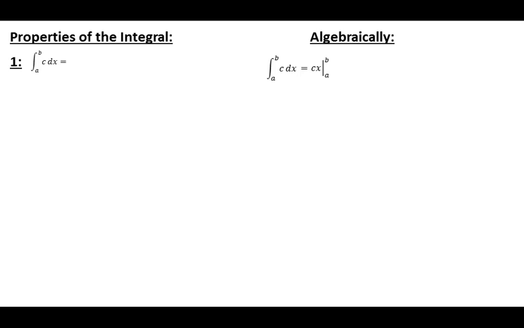And then we evaluate it at b and subtract the value we get when we evaluate it at a. So this is just cb minus ca. We factor the c out and get this equal to c times b minus a. So that's our first property.